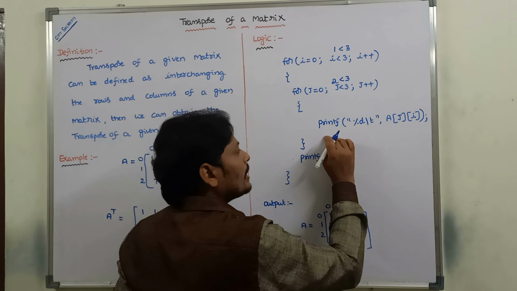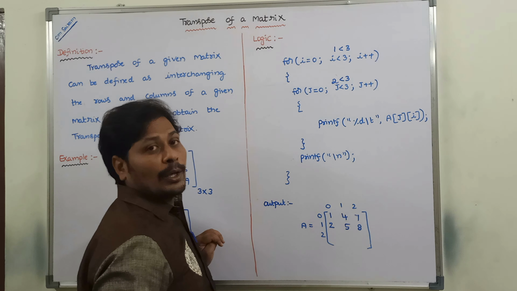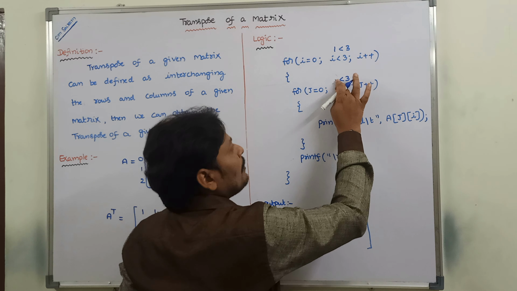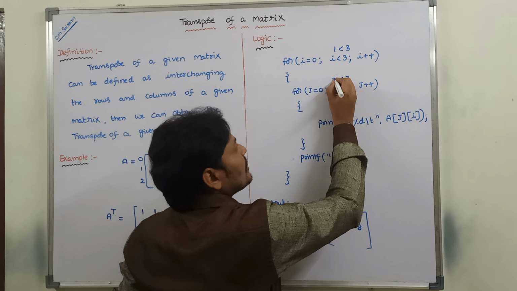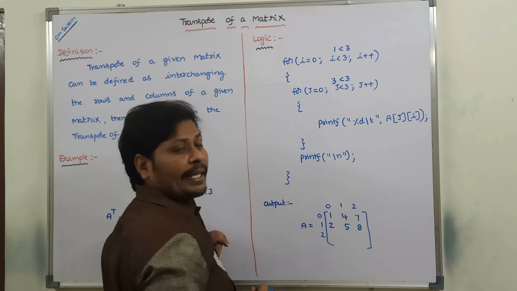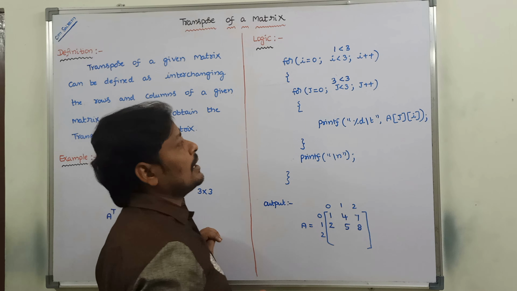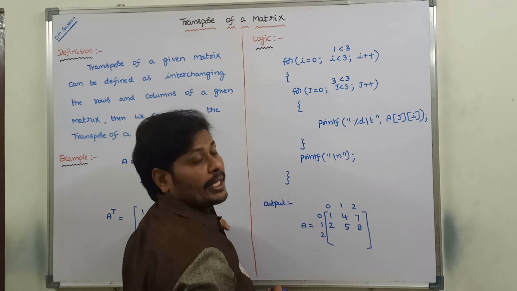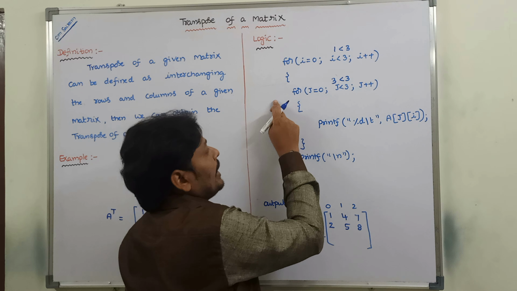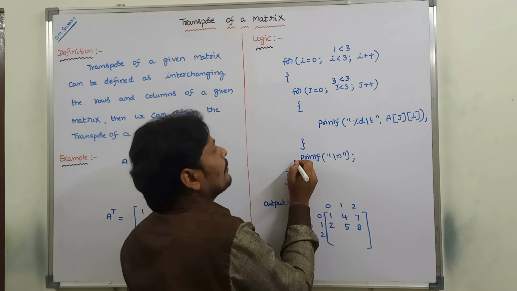Next, again control goes to the inner for loop. J value is incremented. Now J value becomes 3. 3 less than 3. False. Whenever the inner for loop condition is false, the control goes to the next statement after the inner for loop.